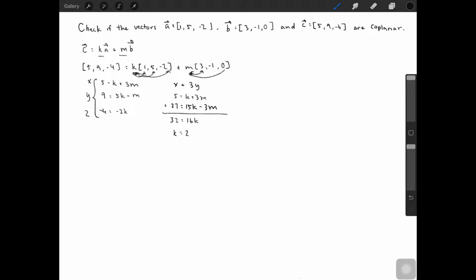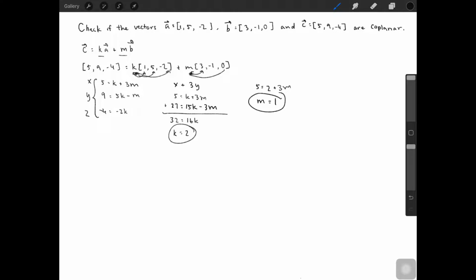So we got K, and now we'll substitute K into one of these two that we used to find M. So we'll do it in X. So 5 equals 2 plus 3M. M will equal 5 minus 2, divided by 3, which is 1. Okay, so we got two variables found.